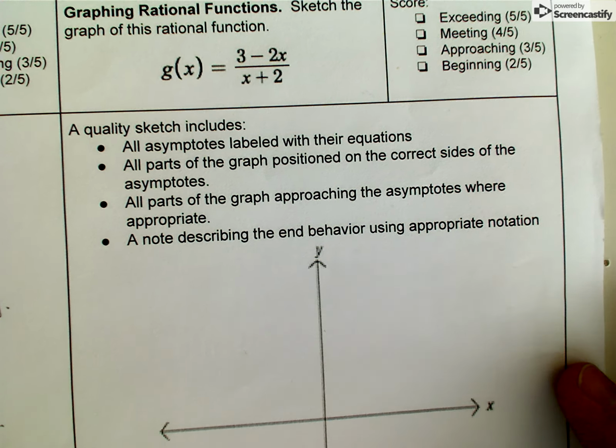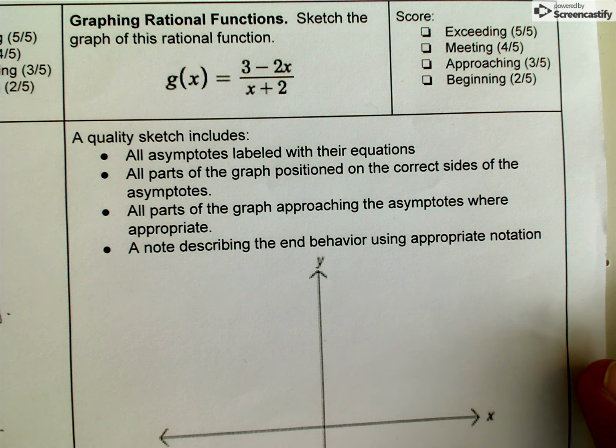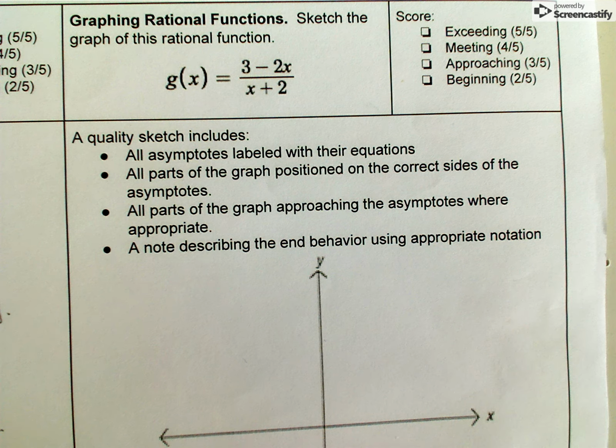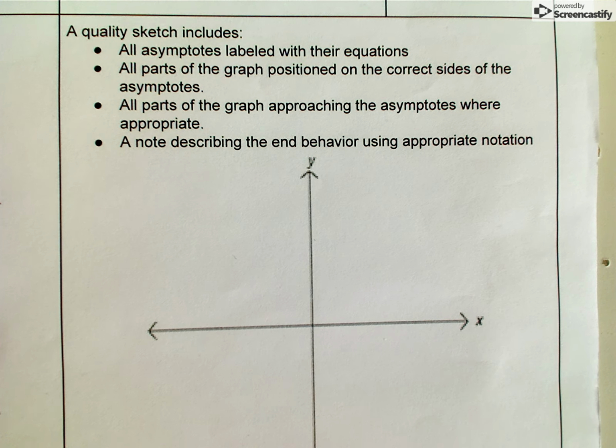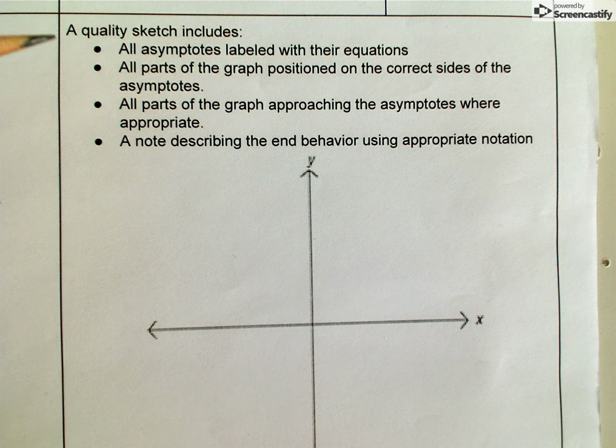The second problem on this fourth formative assessment for the term is about graphing rational functions. It just says, sketch the graph of this rational function right here, this one. And it tells us all the things that we should include in our sketch. Asymptotes labeled with their equations.